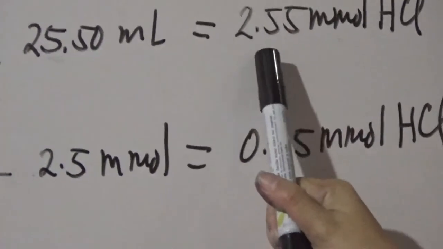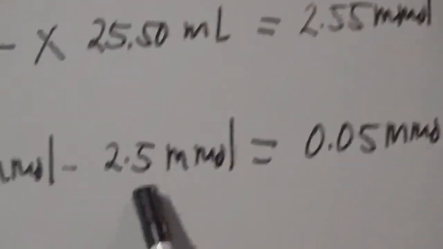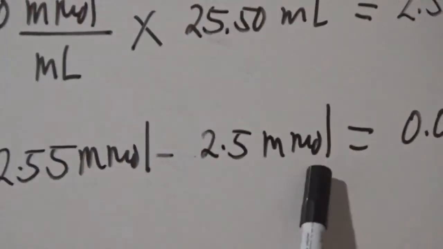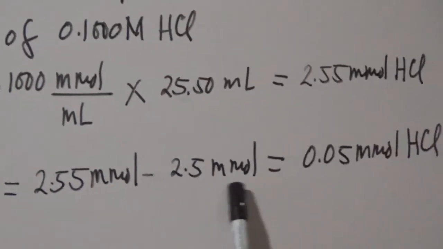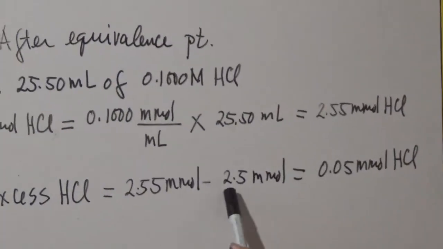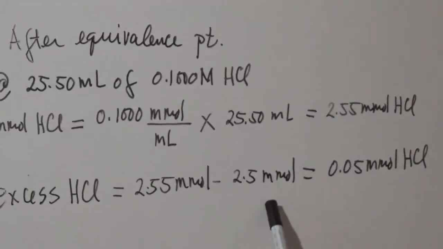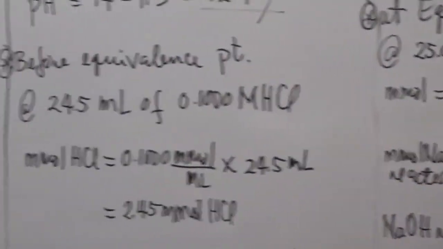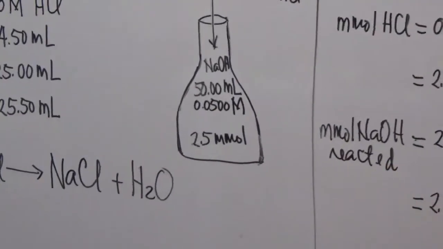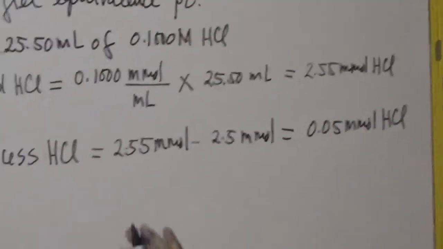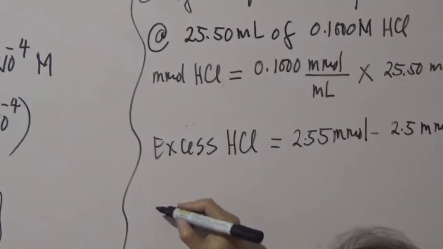Because again, the 2.5 millimole of hydrochloric acid is completely consumed by reacting with the 2.5 millimole of sodium hydroxide. So this is the amount in excess. So what is now the concentration?